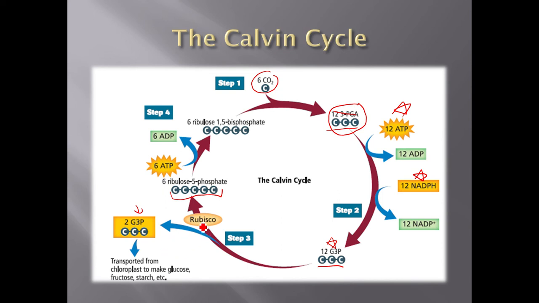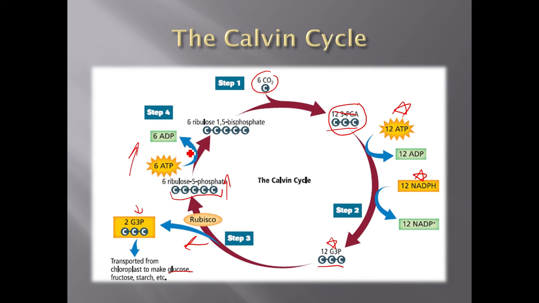At which point in time, it kind of splits apart. What happened here is some of the carbons went this way and some went that way. Some of them were turned into a molecule called 2 G3P. G3P is going to later be turned into glucose. This molecule right here, though, is going to continue on.